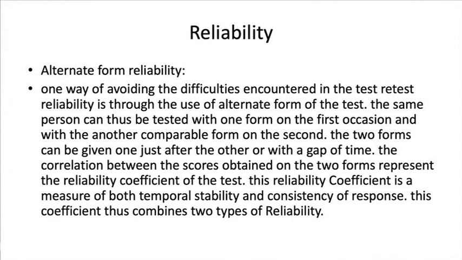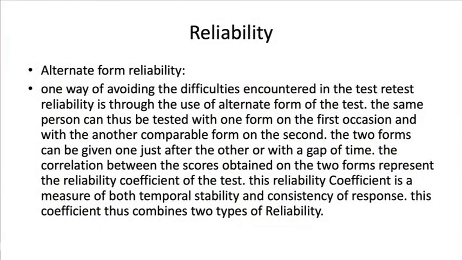As I mentioned, in test-retest reliability, there is the problem of double administration, which we have talked about: physical, psychological, environmental states. Now, let us see what happens in alternate form reliability. One way of avoiding the difficulties encountered in test-retest reliability is through the use of alternate forms of the test. The same person can thus be tested with one form on the first occasion and with another comparable form on the second. The two forms can be given one just after the other or with a gap of time.